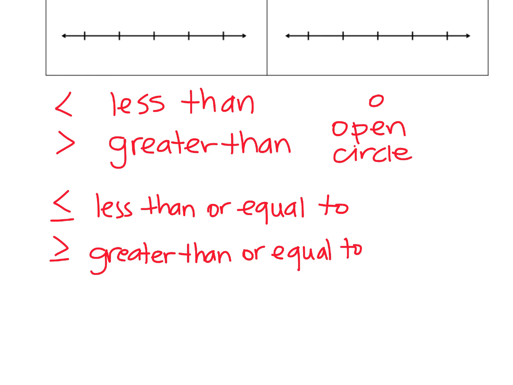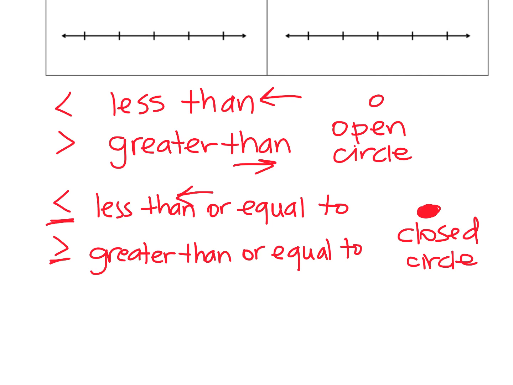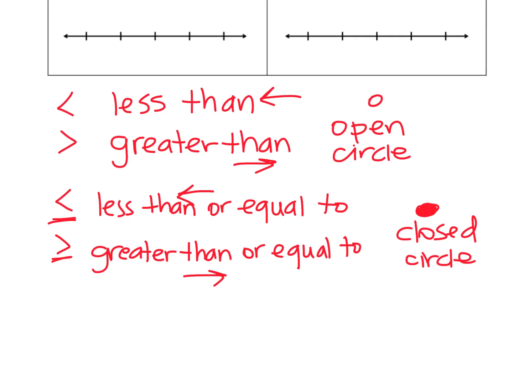If you ever have any of these two symbols where it has the kind of like an underline underneath, you are going to need a colored in circle. So we call this a closed circle. Okay, and then when it comes to a number line, you could think of these symbols as arrows. So they kind of point the way your number line should go. So less than would point that way, greater than would point that way. Same thing with the or equal to's. Less than or equal to is that way, greater than or equal to is that way. So let's go back to our notes here.